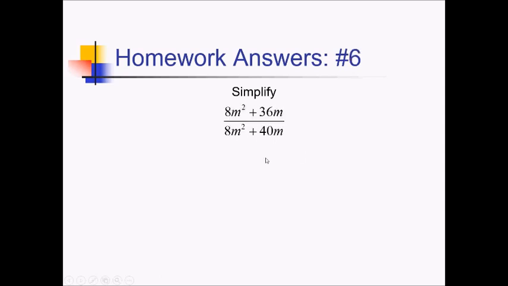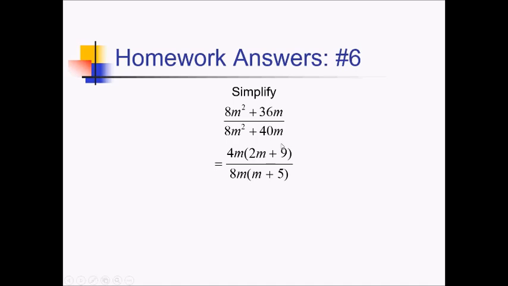To simplify this problem, let's start by factoring so we can find common factors. So in the numerator, it looks like I can take out an m, also a 4, because 8 and 36 are both divisible by 4, so 4m. 8m squared then becomes, let's see, a 2m. And then 36m divided by 4m, that's a plus 9 in there. Now in the denominator, I can take out an 8m. That leaves me with m plus 5.